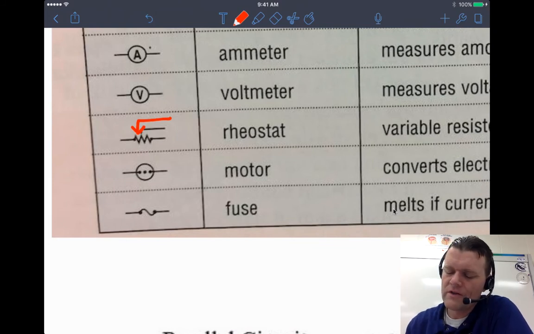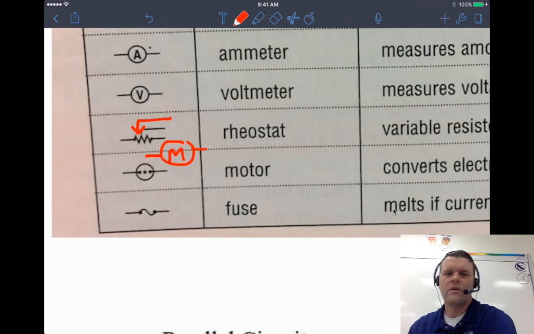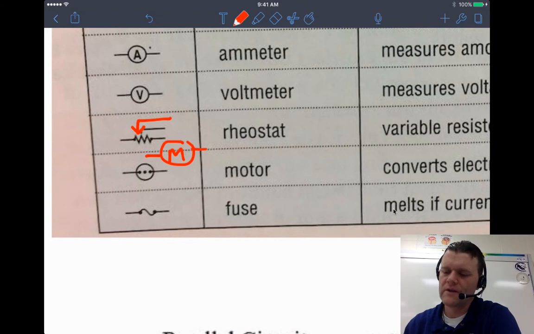A motor, I've seen a motor like this one here with 3 dots inside a circle. I've also seen a motor with an M inside it, and it's circled like this. So there's a number of different ones. And then there's the last one, there's a fuse. It looks like kind of a half of a wave there in terms of its functionality.